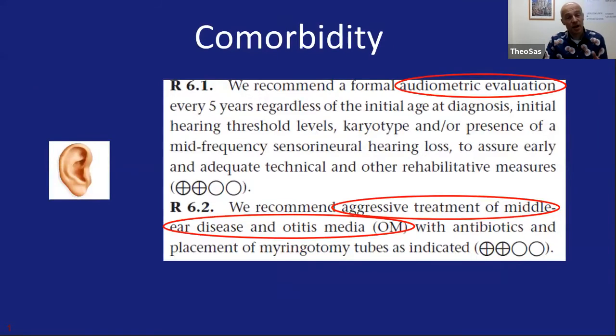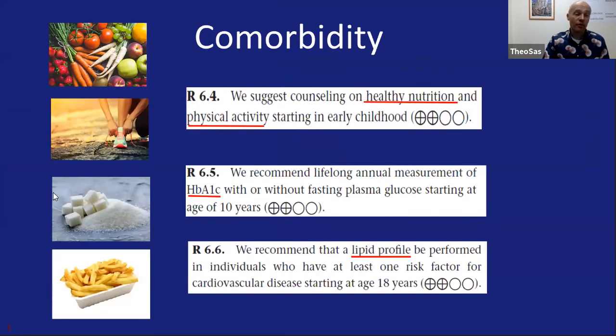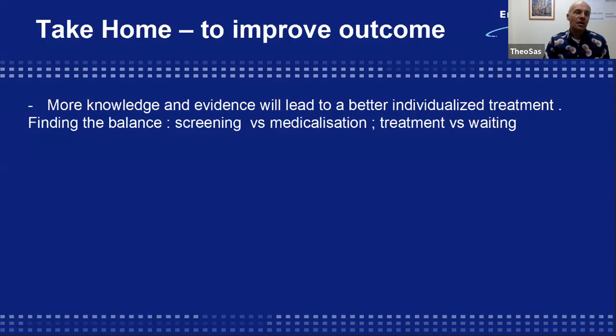Comorbidity, it starts already young. We talked about earlier, of course, the ear, which is important. It's the hypothyroidism. And of course, all the things that lead to a better or worse lifestyle. And there are other comorbidities, other things we have to take care of. So I think it's important to improve the outcome.